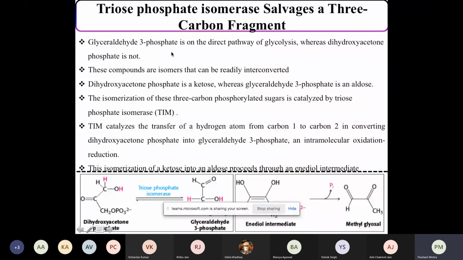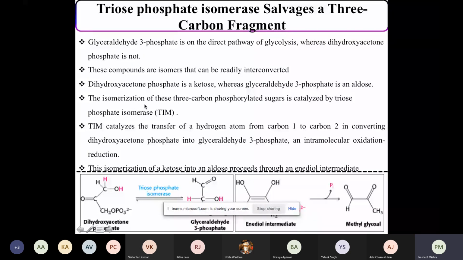You have glyceraldehyde 3-phosphate, which is present in the glycolytic pathway. As I said, it is the one being utilized in further reactions, whereas dihydroxyacetone phosphate is not. So dihydroxyacetone phosphate will keep on converting into glyceraldehyde 3-phosphate, and the glyceraldehyde 3-phosphate will be utilized in future reactions. These compounds are isomers, and their interconversion is a reversible reaction. Dihydroxyacetone phosphate is a ketose, whereas glyceraldehyde 3-phosphate is an aldose. We have already talked about this.